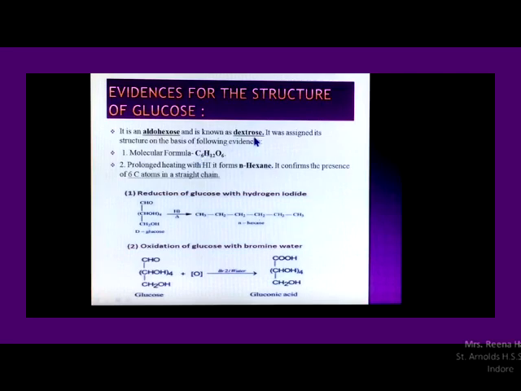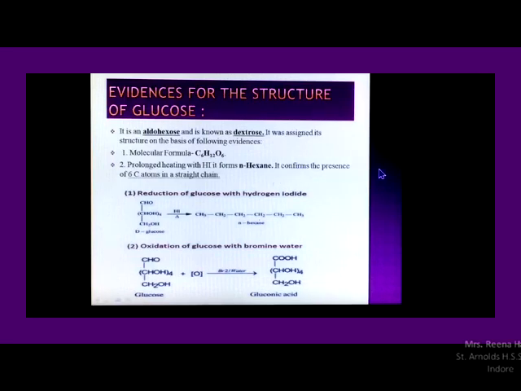Let's proceed further. It is known as an aldohexose, which is also commercially known as dextrose. Aldohexose means: aldo, having an aldehyde; hex, 6 carbon; ose, that means it is a sugar. It was assigned this structure on the basis of the following evidences. Very first, with the help of the mole concept, its molecular formula was designated as C6H12O6. Then chemically, when it was heated for a prolonged time with HI, it forms n-hexane, that is normal hexane.